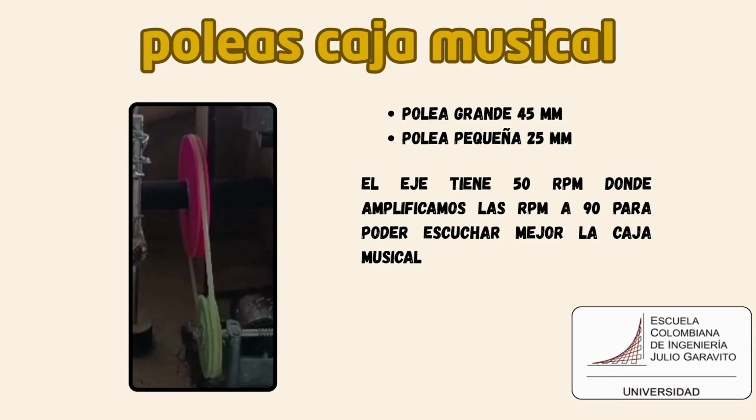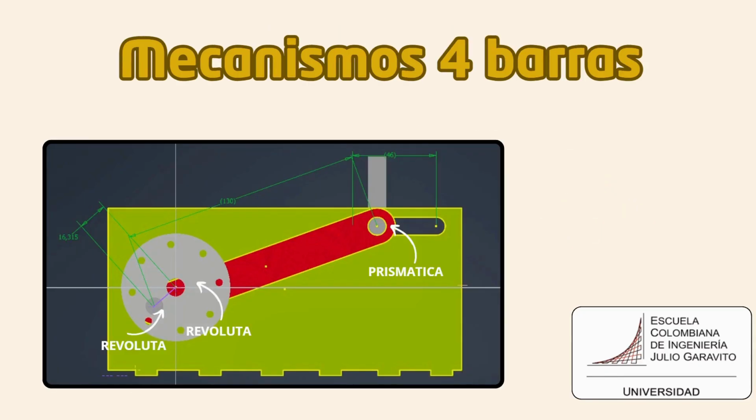For the 4-bar mechanism, we find two revolute joints and a prismatic joint, as well as the dimensions of the links.